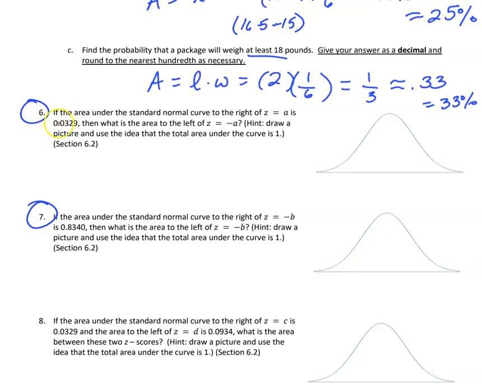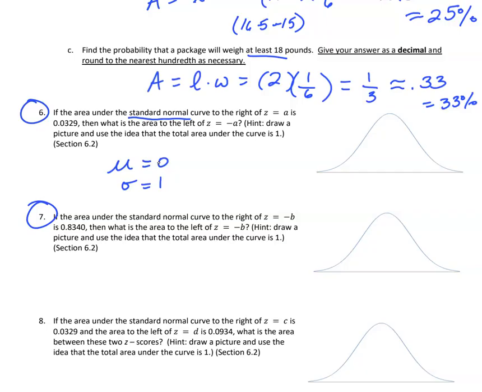It says, if the area under the standard normal curve. So first of all, you need to know what that is. The standard normal curve is a special normal distribution with a mean of 0 and a standard deviation of 1. So that's something to be aware of, that when you hear the word standard normal distribution or standard normal curve, it's a special normal distribution where the mean defaults to 0 and the standard deviation defaults to 1. It says the area to the right of z equals a.